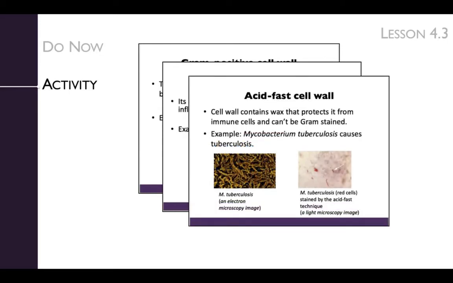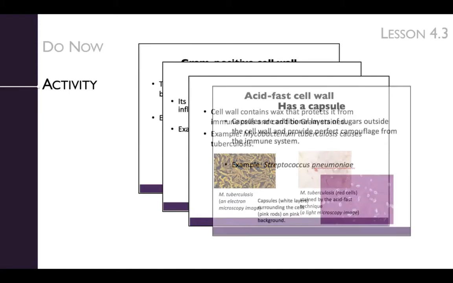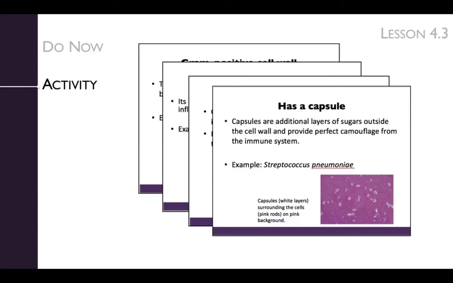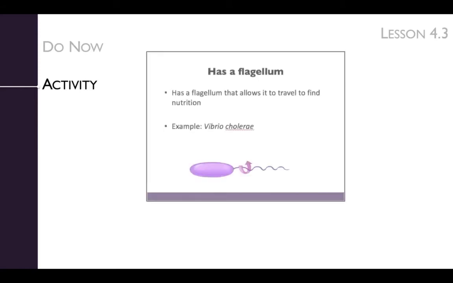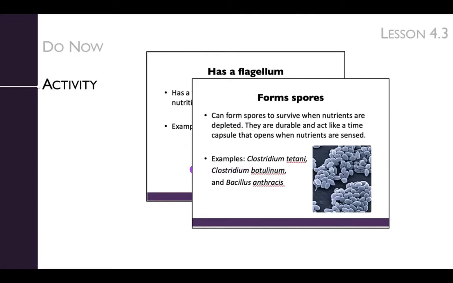Acid-fast bacteria have a cell wall that also contains large amounts of waxes as well as murein. The cell wall allows the bacteria to resist the chemical barriers of the immune system. Capsules provide perfect camouflage from the immune system. Flagella allow bacteria to travel to find nutrition. And spore formation allows some gram-positive bacteria to survive when nutrients are depleted.